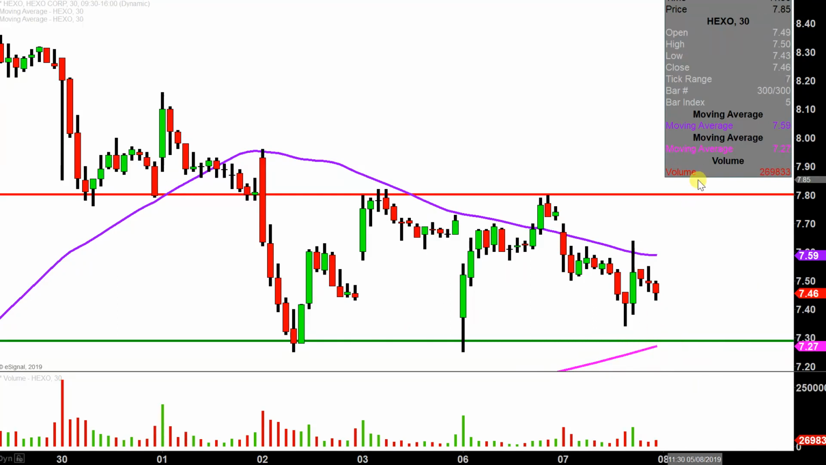So a lot of eyeballs are going to be watching 7.30, not necessarily just on Wednesday, but as the week continues to play out. So we'll see if that area can hold or not. Crazy day today, but there's definitely some well-defined areas here from the technical perspective. So it'll be interesting to see how the price action continues to play out.